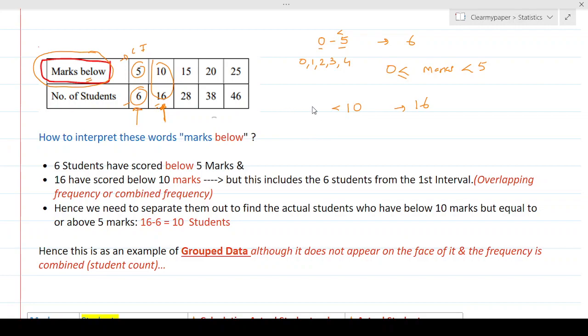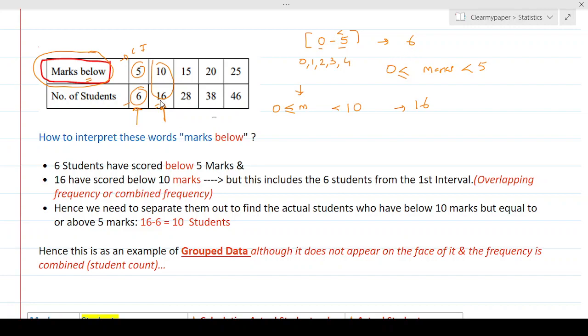But how far do we go? Anything less than 10 could go all the way down to 0. So here the section could be 0. They can get 0 or equal to 0 marks, or less than 10. But this particular class interval is already a part of that. That means we are already counting that in this first interval. We already counted the 6 students who have got marks less than 5.